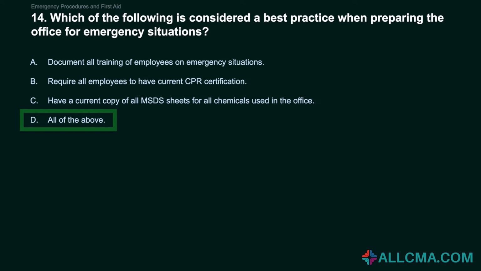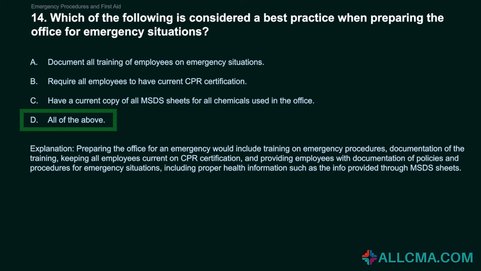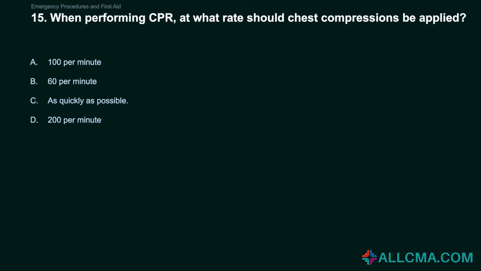Correct answer. D. All of the above. Preparing the office for an emergency would include training on emergency procedures, documentation of the training, keeping all employees current on CPR certification, and providing employees with documentation of policies and procedures for emergency situations, including proper health information such as the info provided through MSDS sheets.